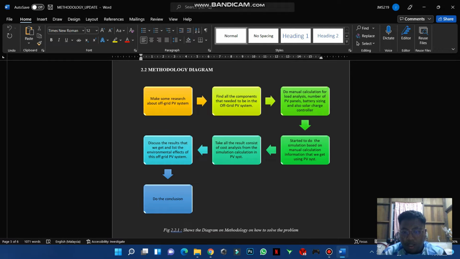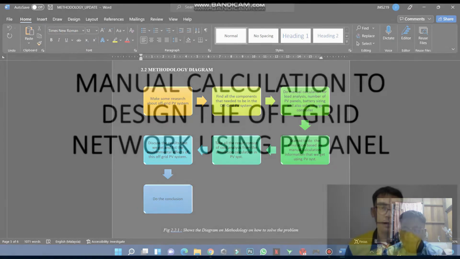And next we start to do the simulation based on the manual calculation information that we get, using the PVSyst software. Next we take all the results, consisting of cost analysis, from the simulation calculation in the PVSyst simulation. And next we discuss the results that we get and list the environmental effects of this off-grid system. And for the last, we do the conclusion. So that's all for the methodology.